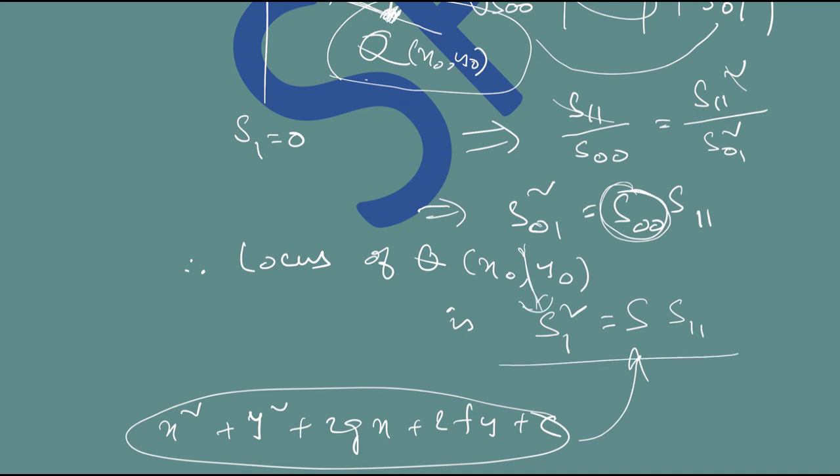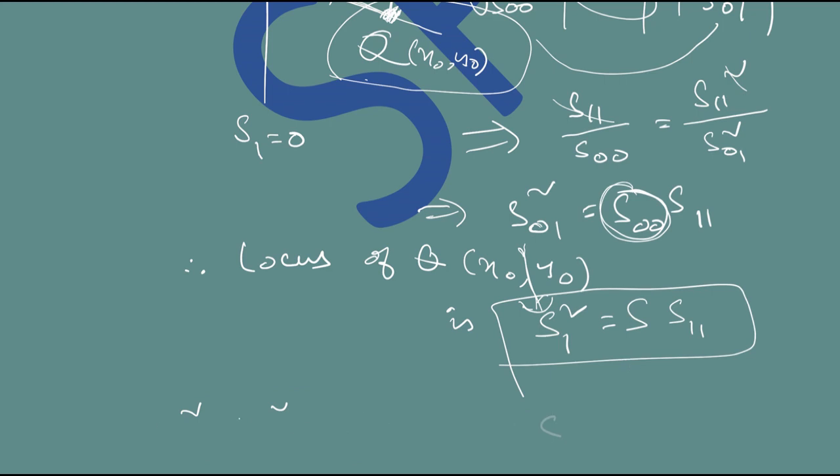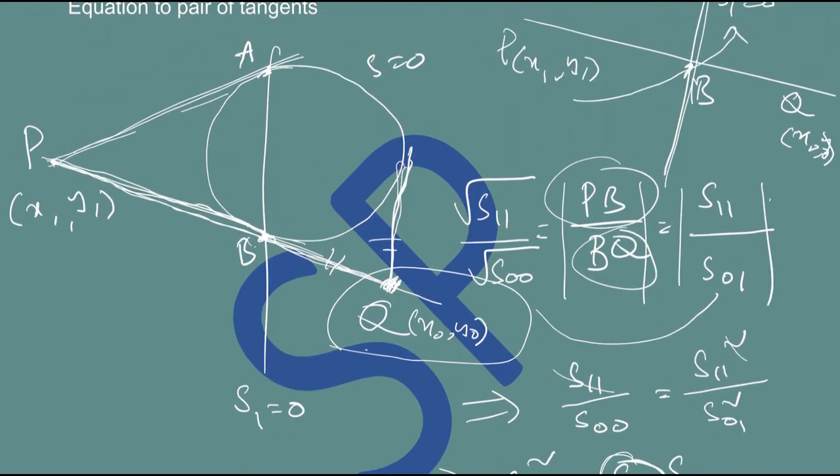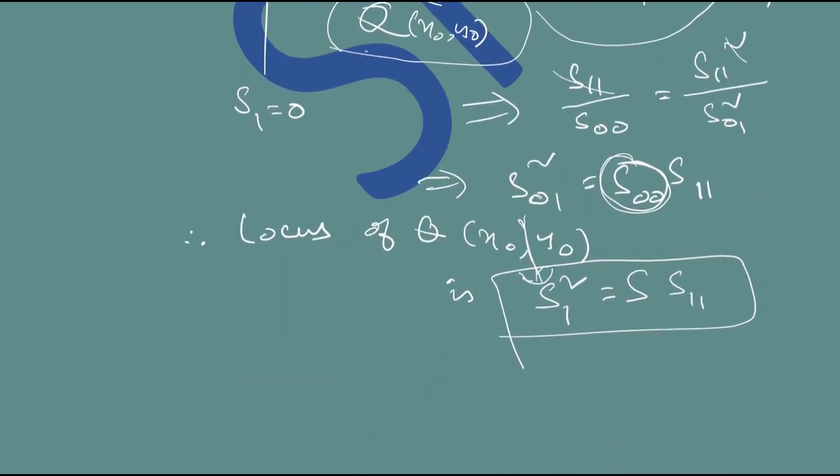So ultimately we got the locus, and the locus is S1 square equal to S into S11. This is nothing but the combined equation of the tangents drawn from P(x1, y1) to the circle S equal to 0. We learn it by heart as a formula. This is equation 2, pair of tangents.